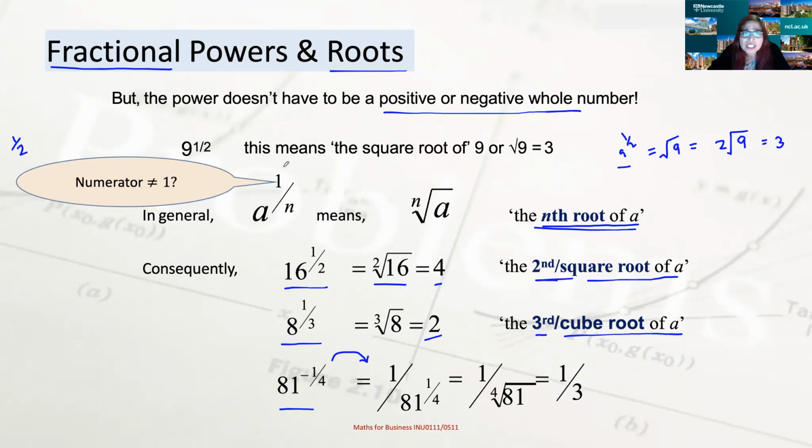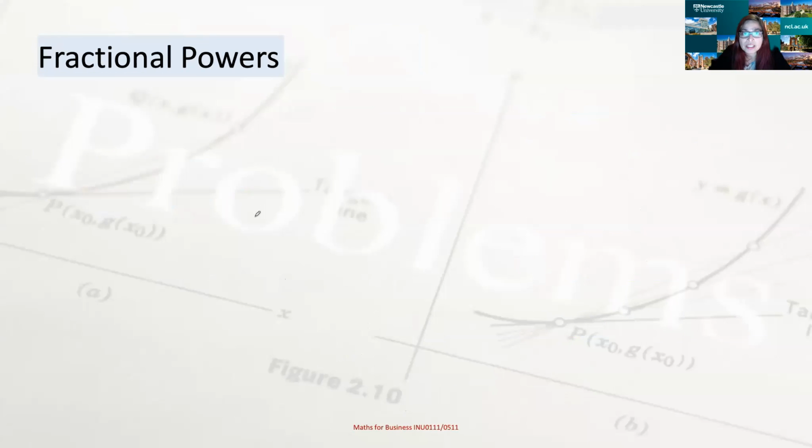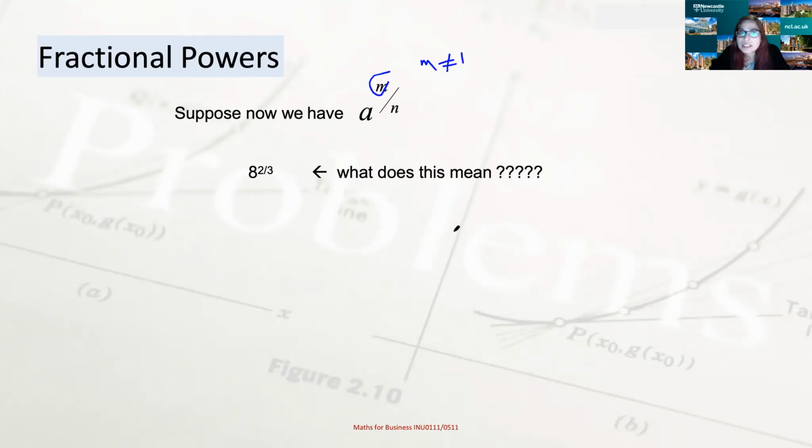What if instead of the number 1 in the numerator, you have a number? Instead of 1, you have a number. That means something like a to the power of m over n. So now you have m, a number which is not equal to 1. What do we do? It's the same thing. 8 to the power of 2 over 3, for example. What does this mean?